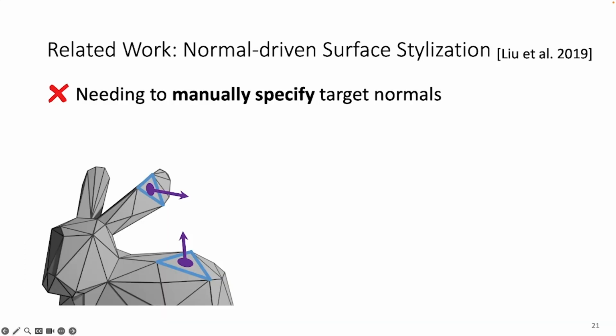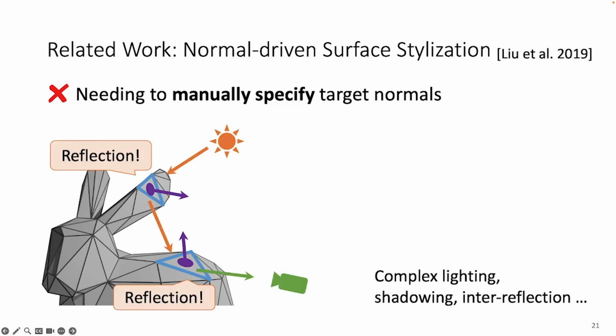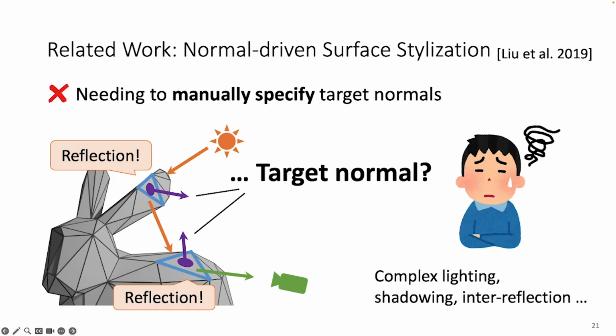However, to apply Liu and Jacobson's method, we first need to specify the target normal directions to achieve the desired style. This is prohibitive in our application because we want to optimize reflectivity, which can involve complicated effects like multiple light sources, shadowing, and interreflection. Therefore, we don't generally know what the optimal target normal should be.